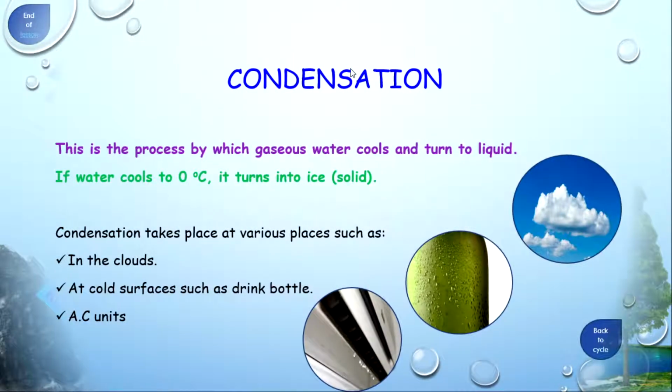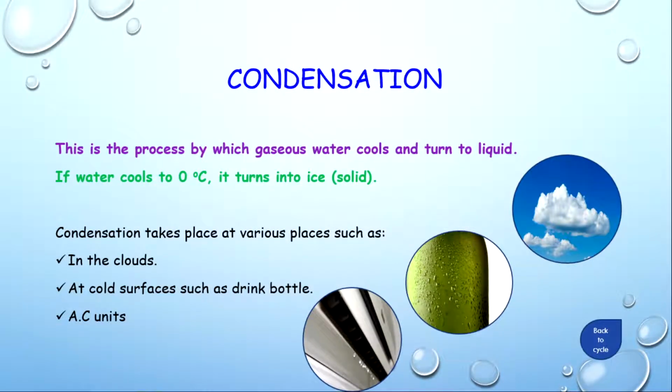Condensation is a process by which gaseous water cools and turns into liquid. Something to note is that if water cools to 0 degrees Celsius, it turns into a solid, which is known as ice. So if water cools to that low temperature, it will eventually move from liquid into ice.